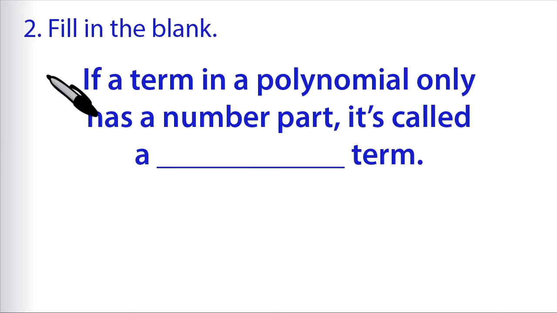For problem 2, we're supposed to fill in the blank, and we have if a term in a polynomial only has a number part, it's called a blank term. Now remember, a term normally has a number part and a variable part. So if it only has a number part, then it doesn't have a variable part. And since it doesn't have a variable part, it doesn't change, and so it's a constant term. Constant.